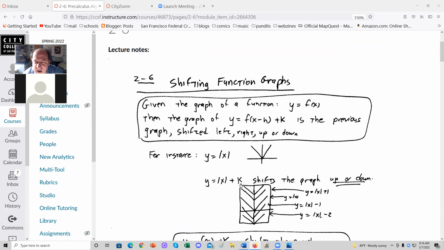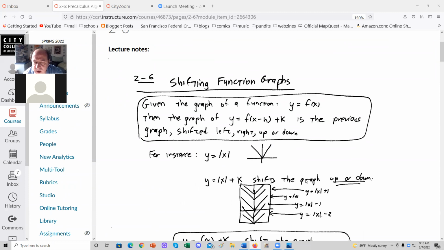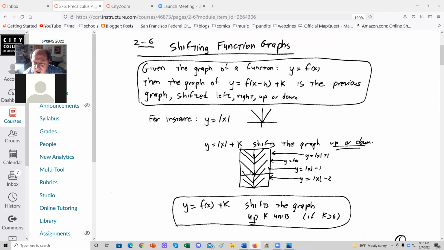If you add k to the function, y equals absolute value of x plus k, it'll shift the graph up or down. So here's the graph of y equals absolute value of x. Here we add 1, y equals absolute value of x plus 1. This will be absolute value of x plus 2. This shifted downwards 1 is the graph of y equals absolute value of x minus 1. This shifts downward for y equals absolute value of x minus 2.